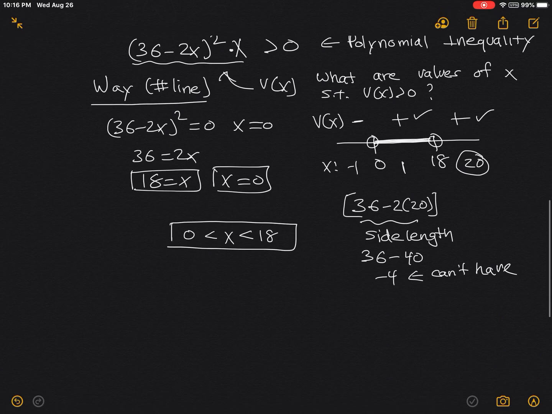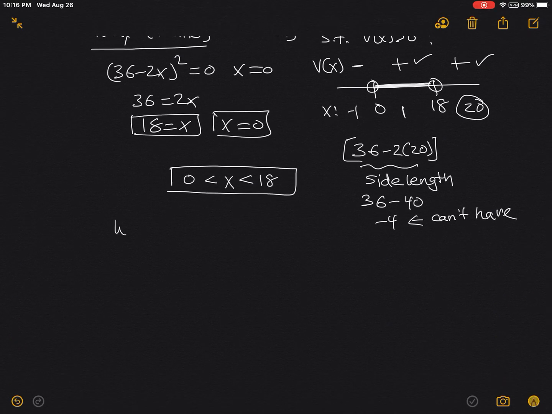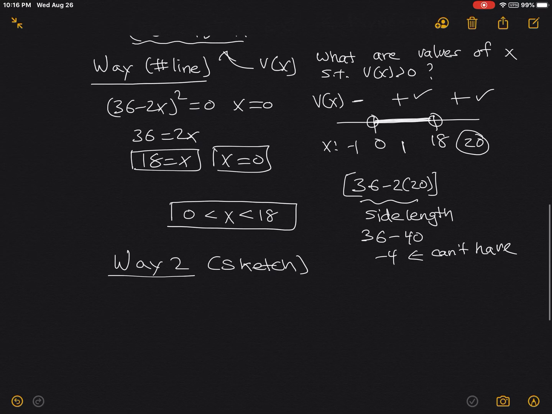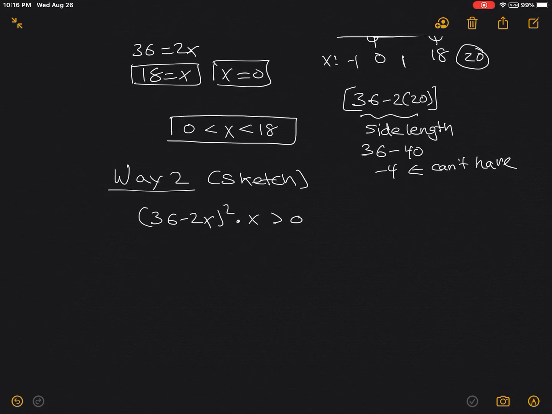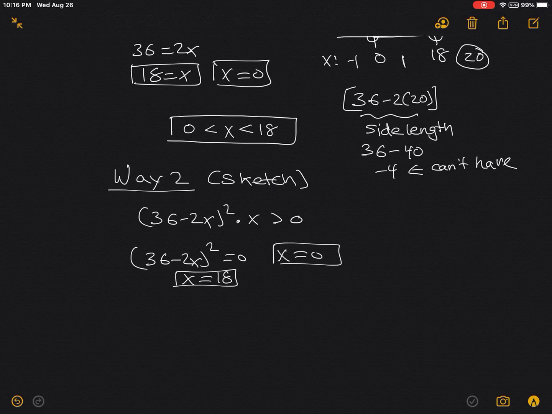If you want, you can solve this also by sketching. Let me just show you way 2 really quickly. This one's a little bit trickier to sketch because you have to remember all your properties of sketching polynomials. But this will be good review for you guys. Way 2 is also getting the x-intercepts. 36 minus 2x squared is equal to 0. You're going to get x is equal to 18, x is equal to 0. These are your 2 x-intercepts.